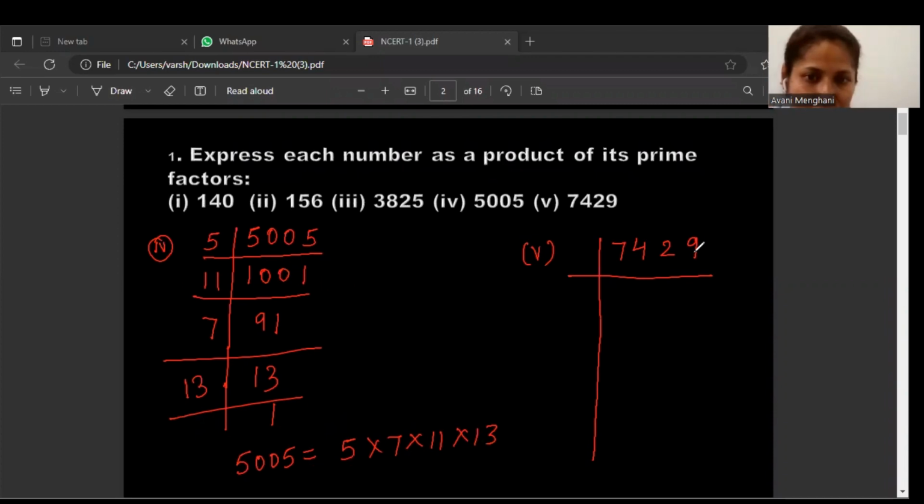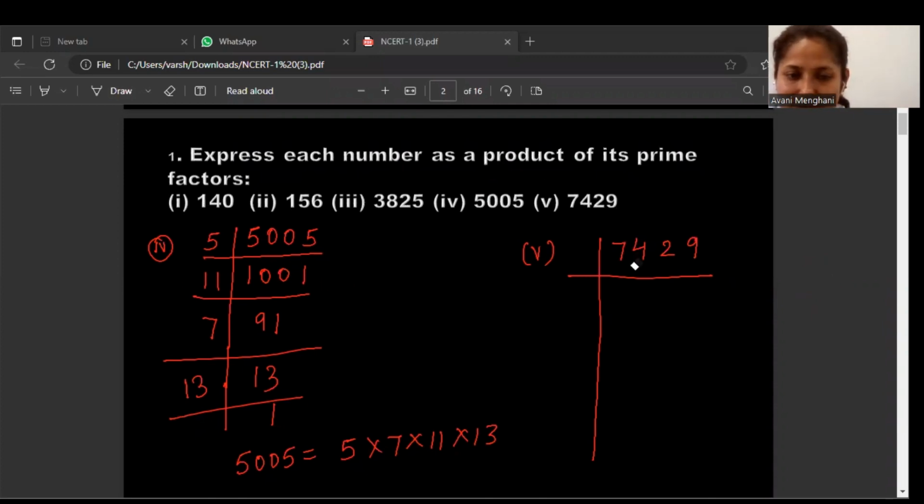Now to check whether it will go by 3 or not, you all must be knowing the divisibility test. 7 plus 4 is 11, 11 plus 2 is 13, 13 plus 9 is 22, and 22 is not divisible by 3. Therefore, this number is not divisible by 3. Then 4 it will not go because it will not go by any even number. And 5 also not. 7, we should check.